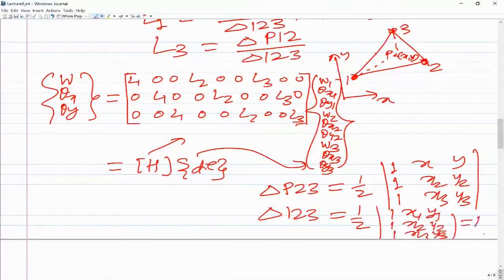Let us say the area of the triangle is A. So L1 would be 1 upon 2A into this determinant. And this determinant you can open in terms of the first row, so it would have some constant term and the x and y terms. Like that, the other area coordinates follow.